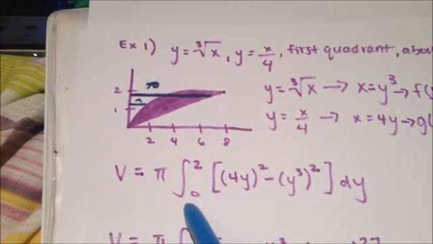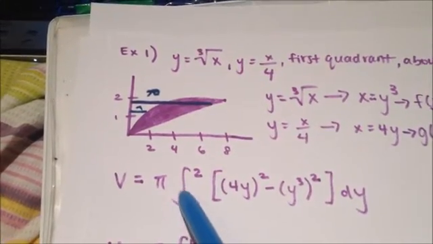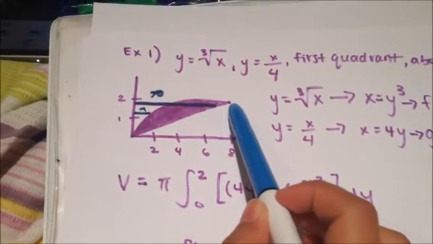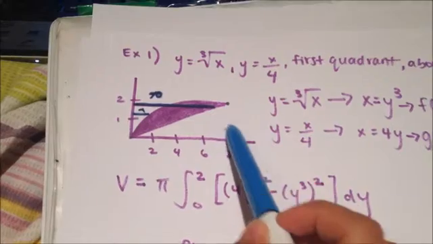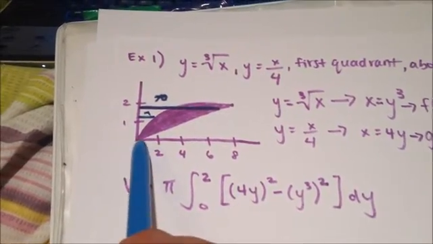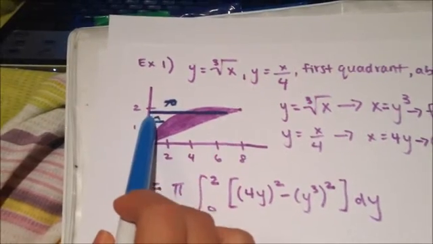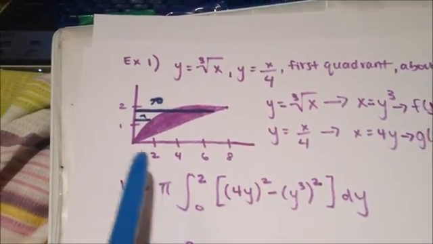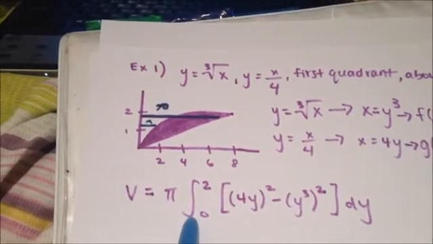And you would find your intervals by finding the intersection point, and we can see here that it intersects at y equals 2. So you would be integrating from 0 to 2. And because you're integrating in terms of y, you have to have your intervals in terms of y as well.